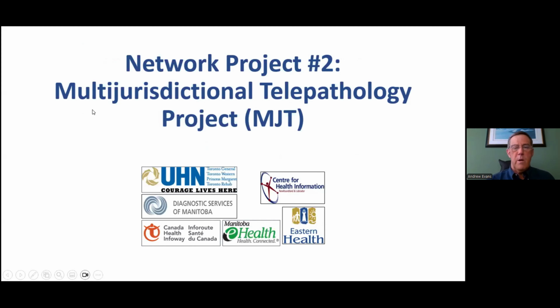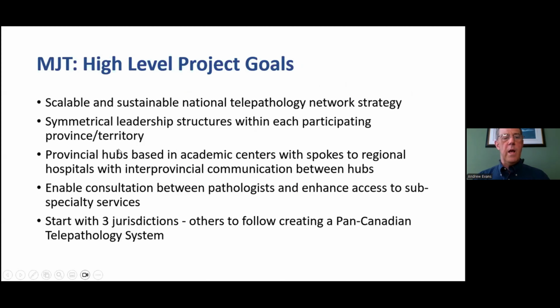Let's go to network project number 2, which was the multi-jurisdictional telepathology project involving Canada Health Infoway. The MJT, some high-level project goals, and this got going in 2010. Was to develop a scalable, sustainable national telepathology network strategy. And there would be symmetrical leadership structures within each participating province or territory, provincial hubs based in academic centers with spokes to regional hospitals, and then inter-provincial communication between the hubs. Enable consultation between pathologists to enhance subspecialty service.